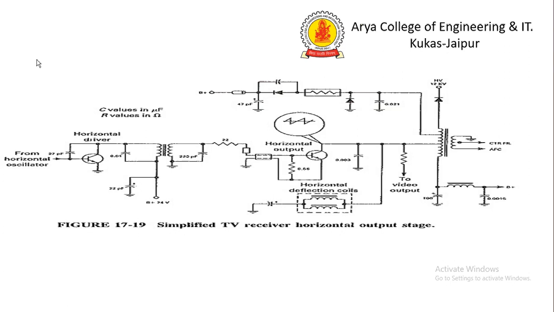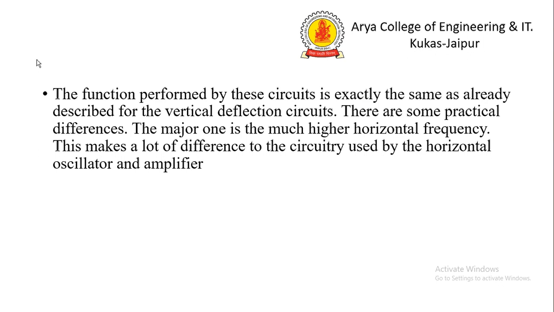So basically, in the simple TV receiver horizontal output stage, the function performed by these circuits is exactly the same as already described for the vertical deflection circuit. There are some practical differences. The major one is much higher horizontal frequency. This makes a lot of difference.